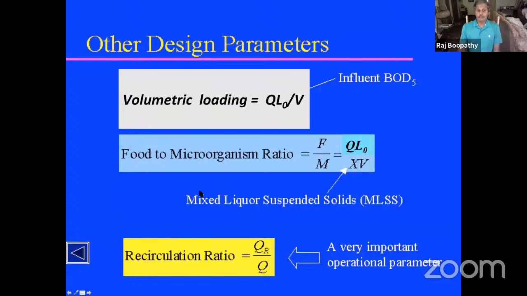So what other design parameters do you need to know? You need to know the volumetric loading, how much BOD or COD is going into the system, and then the food to microorganism ratio, what is the biomass, what is the carbon in the system. So we need to calculate that because you don't want to starve the microbes by putting in less carbon, or have more microbes and the other way around. So you need to make this in balance. And then when you're recirculating, you can have the recirculation ratio. So you need to take these into account when you design a bioreactor.